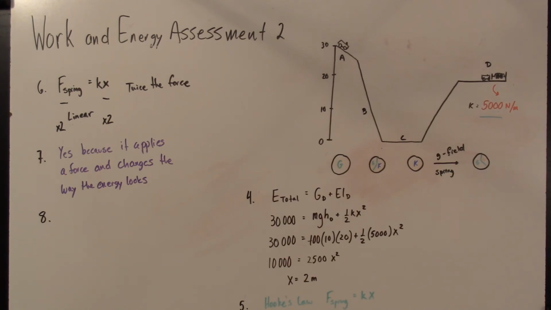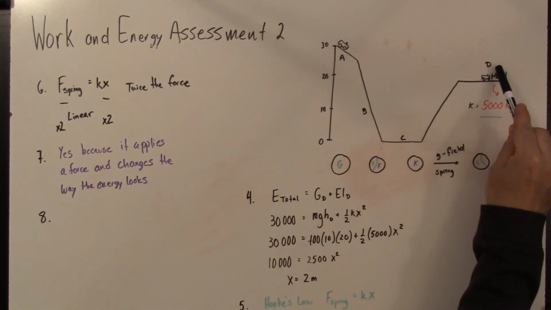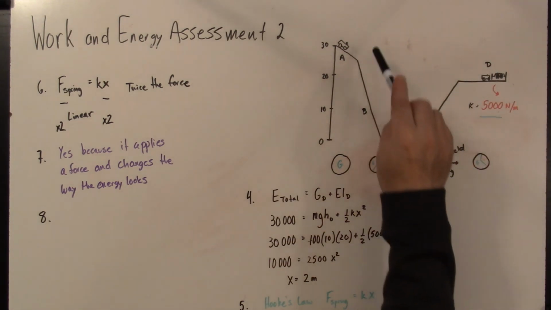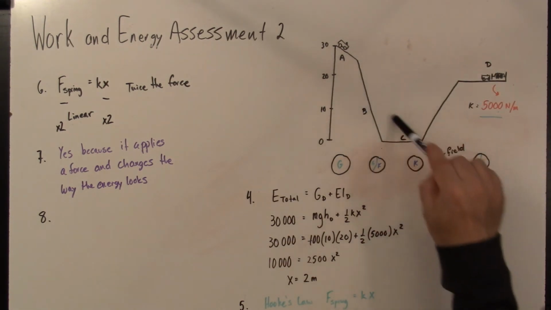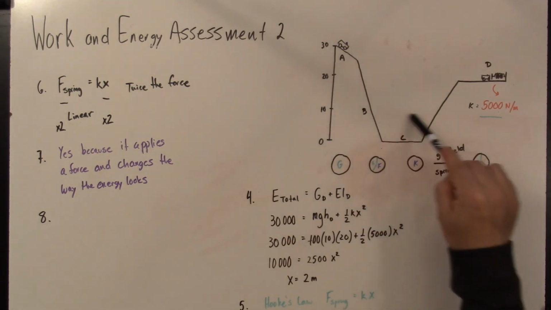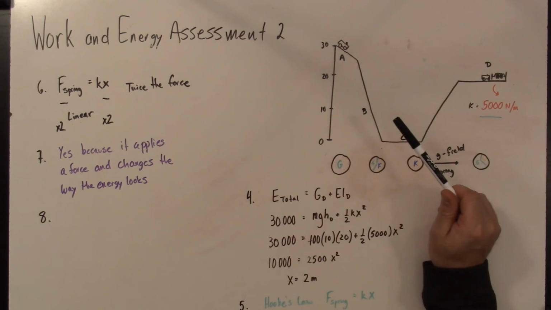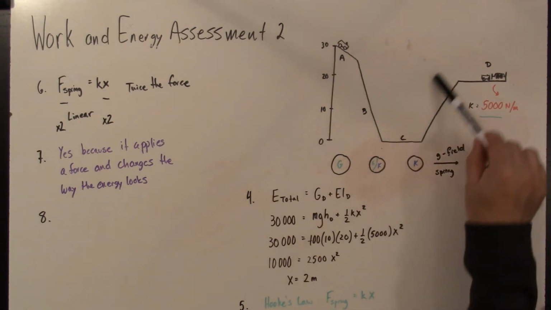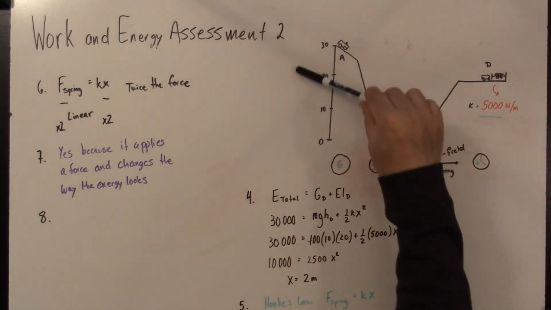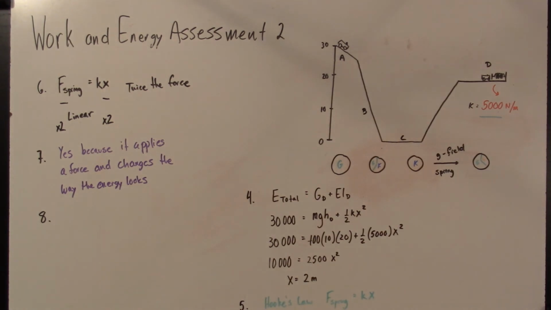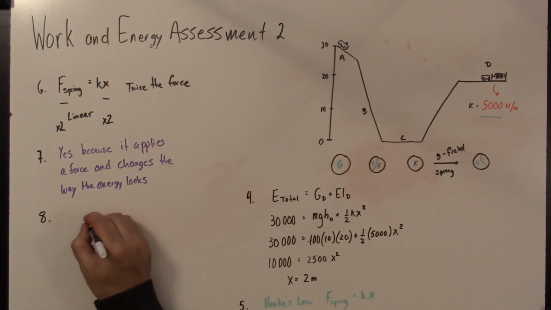Number 8 says, in the real world, friction is a real issue. If it rolls from A to D and then comes all the way back, and there was no energy loss to friction, it would start at a height of 30 meters, roll down, hit, and roll all the way back. But in the real world, friction is a real issue. So it says, how high up would it go if you lost 10%?